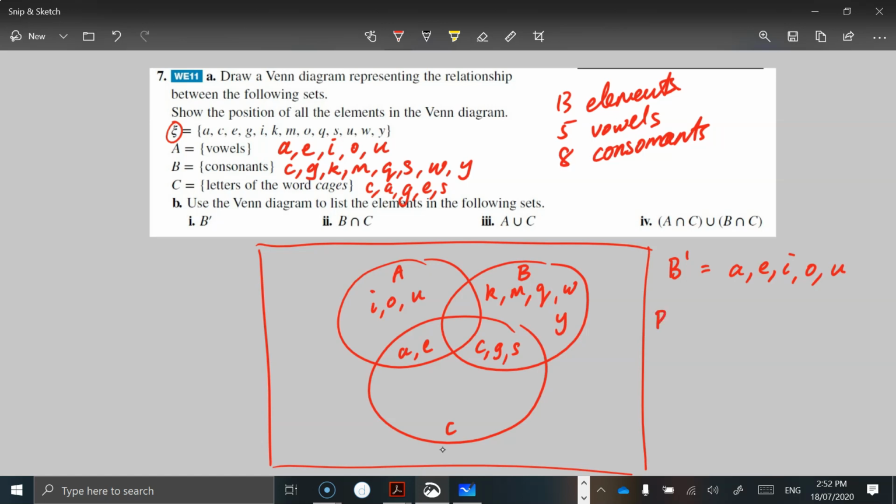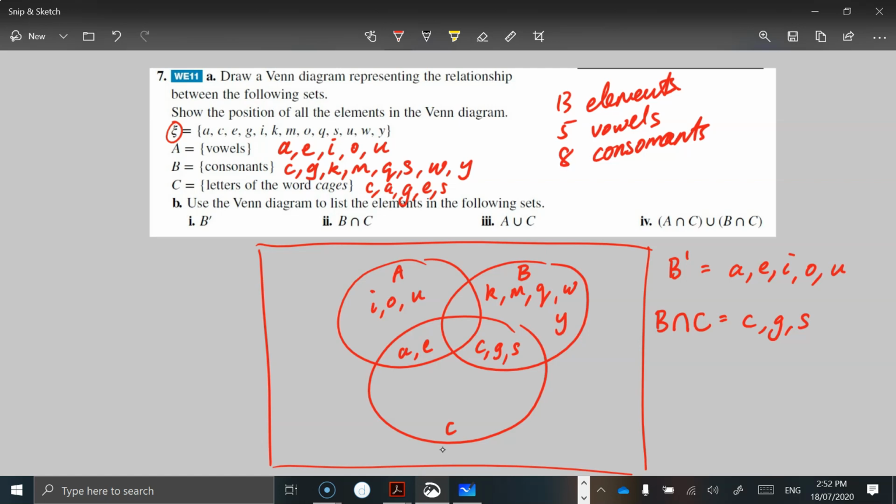With the second one, remember the bridge. Bridge is the upside down U. So we want to write down all the elements that are in common between B and C. And so that's that shaded part here, C, G, and S.